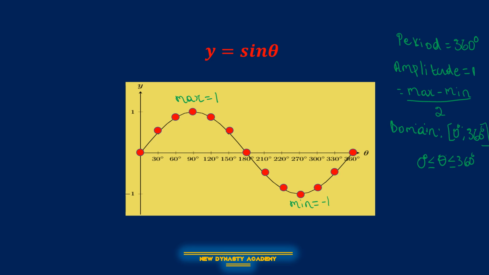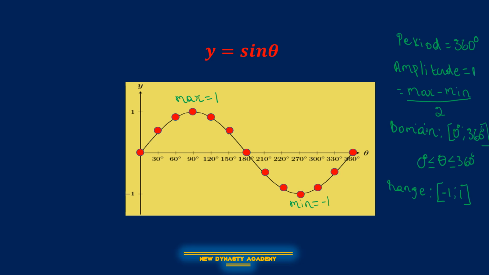And the other characteristic is the range. Your graph ranges from the minimum to the maximum, and you always start with the smaller value and you put the square brackets because those values are included. That is from -1 to 1. That is the range of your graph.